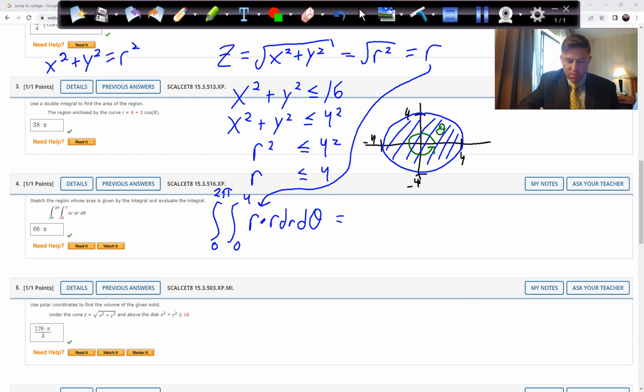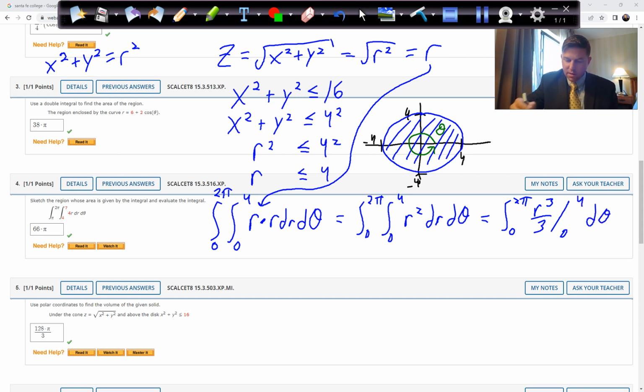So that's the actual function we are calculating. And this is going to be equal to the integral from 0 to 2 pi, integral from 0 to 4 of r squared dr d theta. Well, that antiderivative would be r cubed over 3, and that's going from 0 to 4, d theta, this would be 0 to 2 pi. 4 to the third over 3 would be 64 over 3. Not 64, 48.